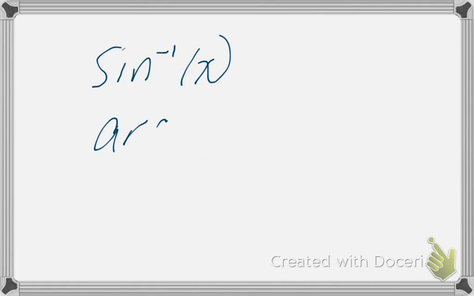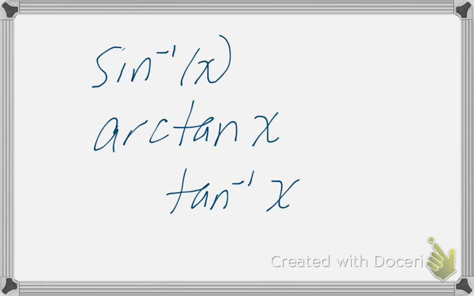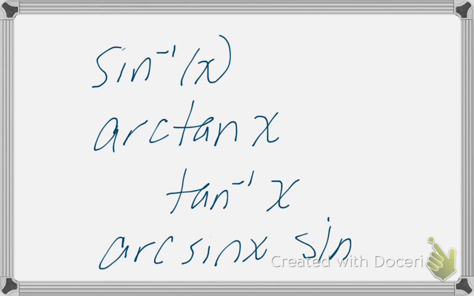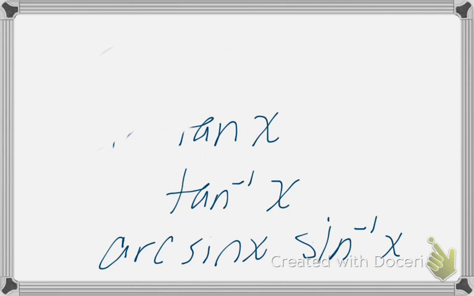And I just want to mention, for something like tan inverse of x, you may also see it as arctan x. In the instructions for the AP exam, they'll say that the inverse function may be described as arctan. So if you see arctan x, that means tan inverse x. If you see arcsine x, that means sine inverse x. Okay?